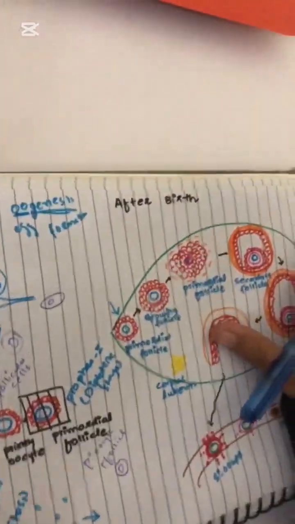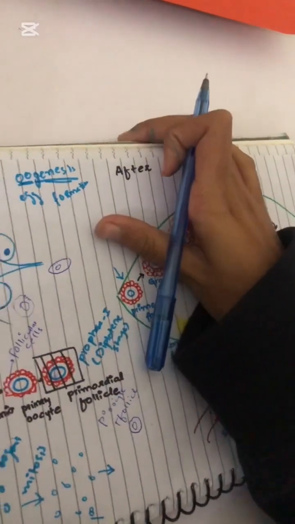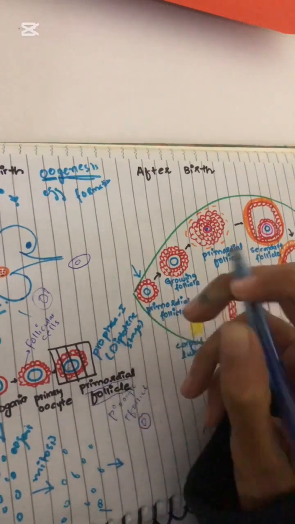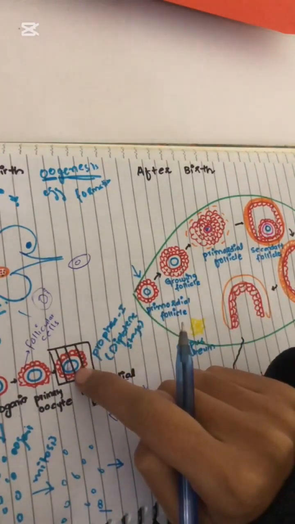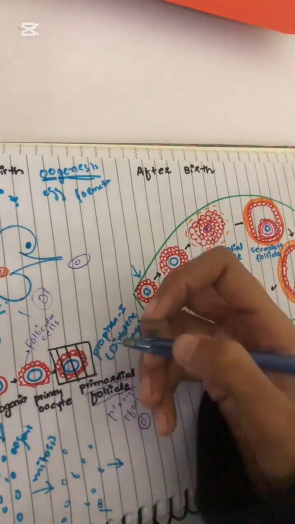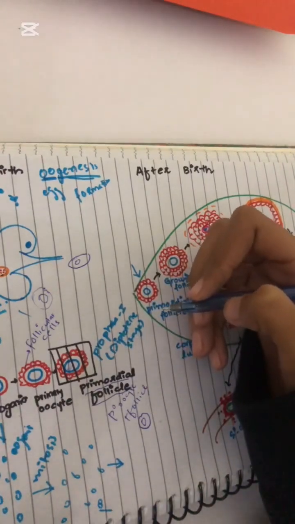Now what happens when the baby is born? All the primary oocytes are in primordial follicles. They are arrested in prophase 1. Now forget about primary oocyte and their stages of prophase 1, metaphase 1. Just focus on the surrounding cells. When the baby is born, all the cells are primordial follicles.